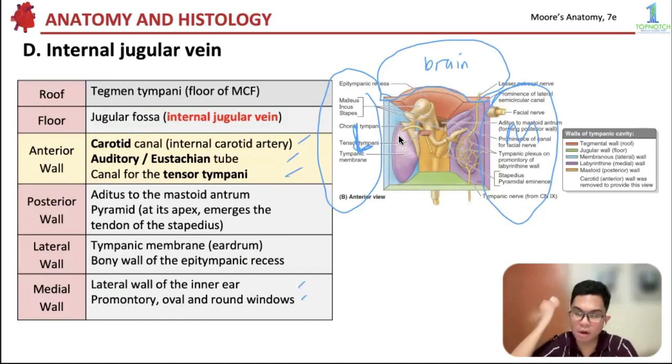Sa posterior naman are your mastoid air cells. And yung aditus, yun yung parang canal or opening into the aditus. Okay? And the floor is your jugular fossa, which separates the middle ear cavity from the internal jugular vein. Tapos yung anterior, again, is the carotid. Okay?